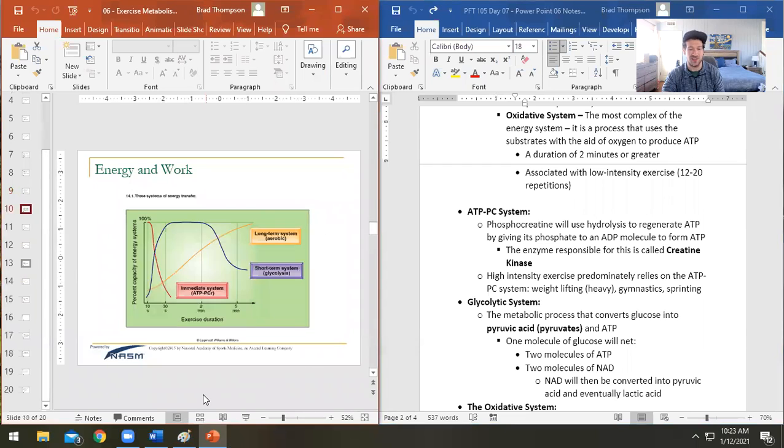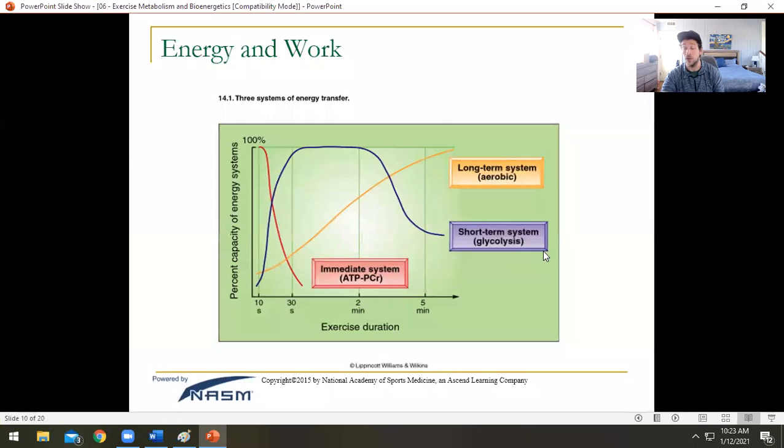So this is actually what that's going to look like. Here's a little chart that shows you our duration. This top axis is showing you which energy system is being used, and this bottom axis is your duration. So notice how 100% of your energy is coming from this red line. That's your ATP-PC system, your phosphagen system, right? The adenosine triphosphate phosphocreatine system. They even added the R there for creatine. But that's your immediate system, right?